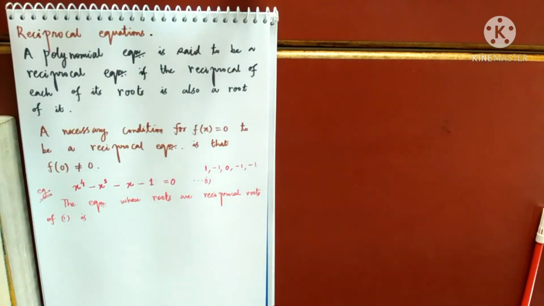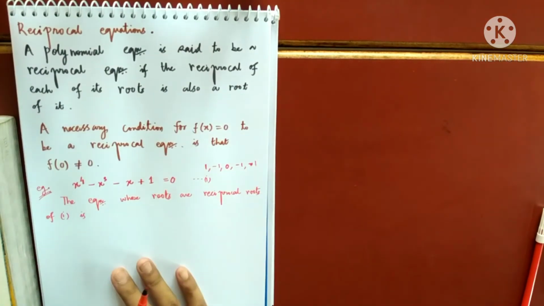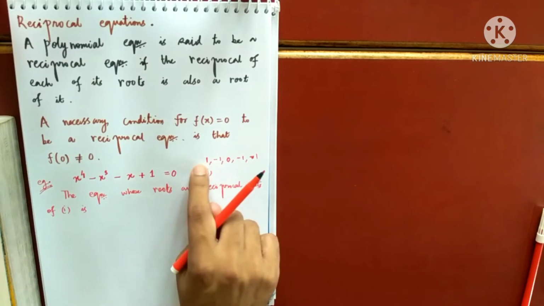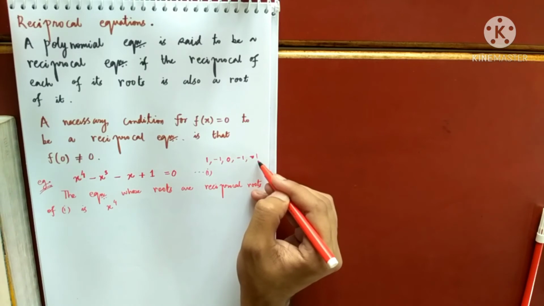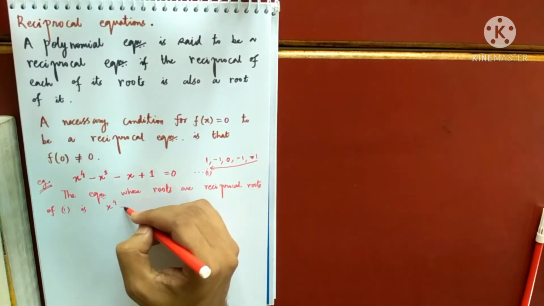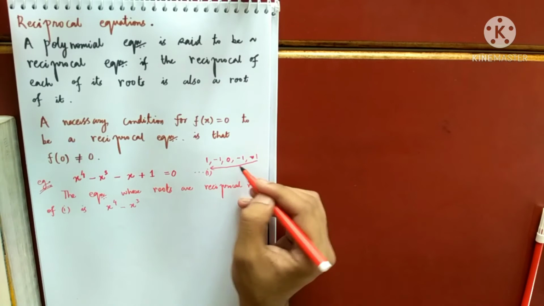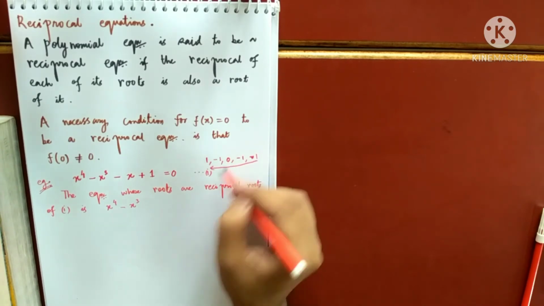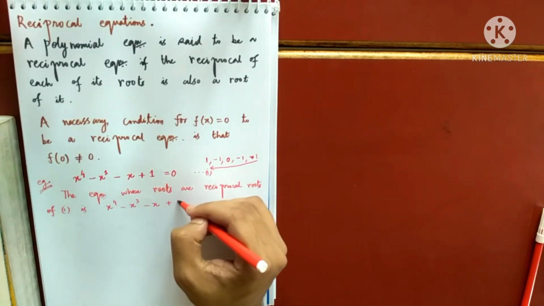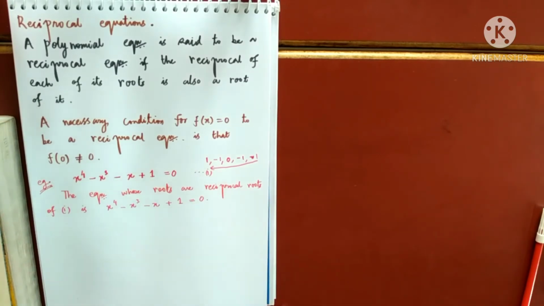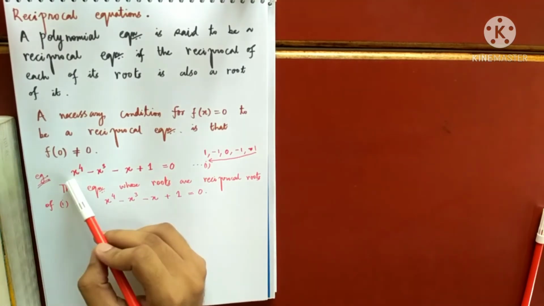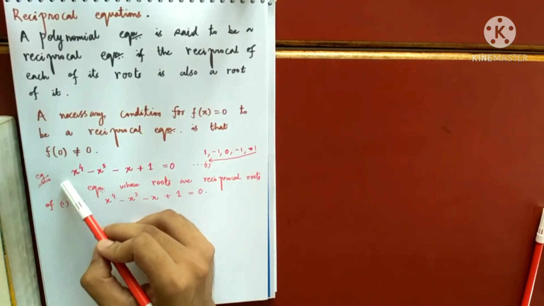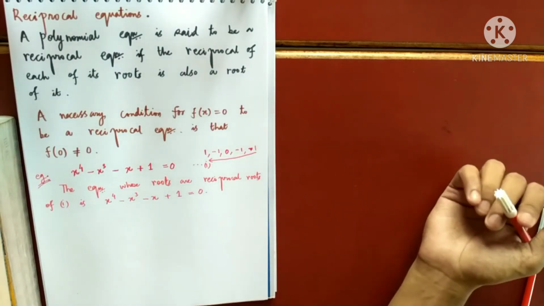Hold on. No, I have written something wrong. It's +1 here, okay? So what we do, we rewrite the equation in the opposite direction. That means x to the power 4, you rewrite in the opposite direction this way. Minus x cube, no need to write 0x square, then minus x plus 1. And you see something interesting, that the equation whose roots are reciprocal roots of this equation is same as this equation.